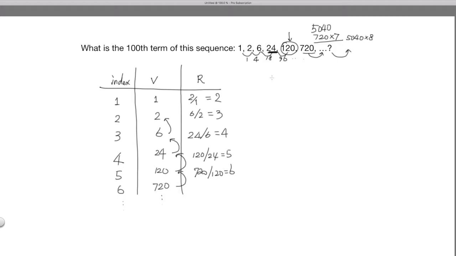So if we write down the relationship, V1, the value for the first term, is 1. The value for the second term is the previous value times 2. V3 equals V2 times 3. V4 equals V3 times 4. Can you write down the general term, the general expression for the term?